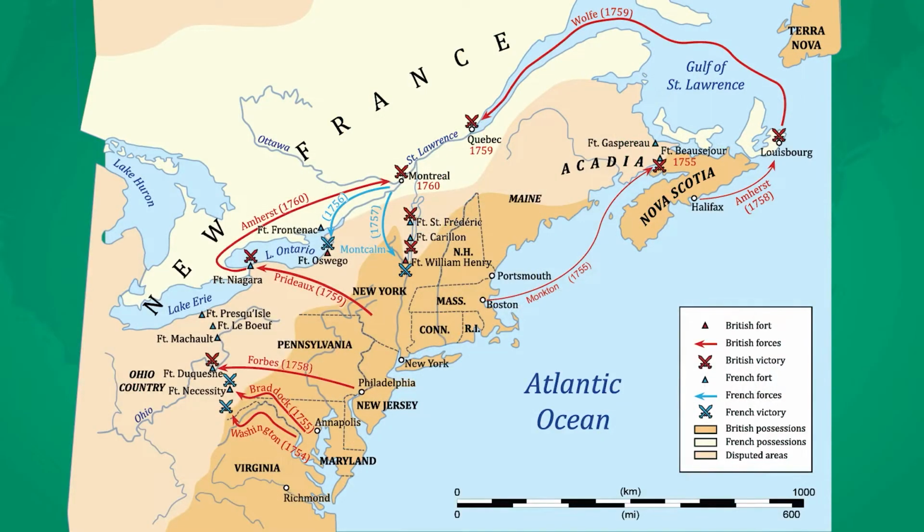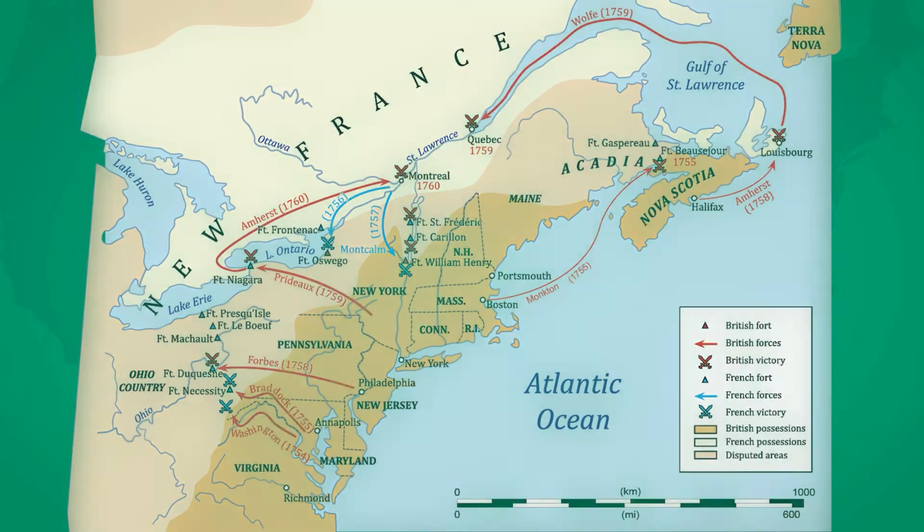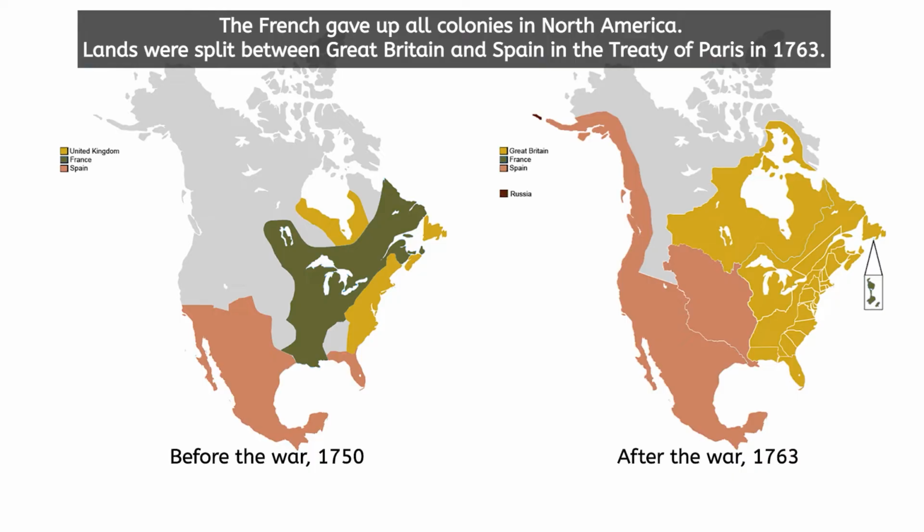Great Britain had a population advantage in North America, and along with their indigenous allies, the British were able to defeat the French there. In the end, France gave up all their colonies in North America, splitting them between Great Britain and Spain in the Treaty of Paris of 1763.